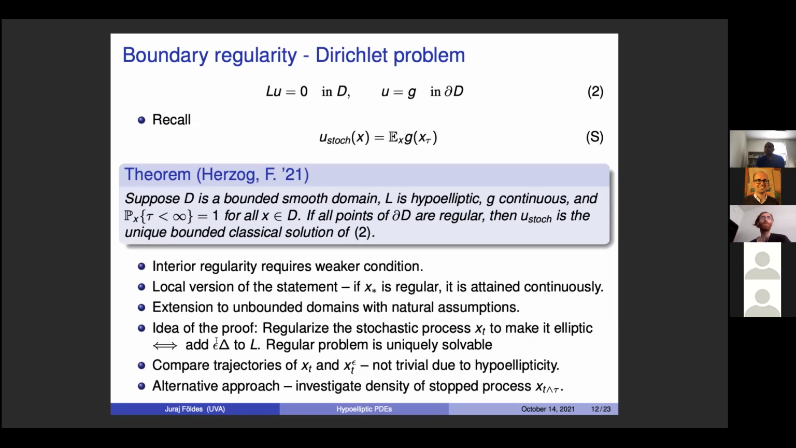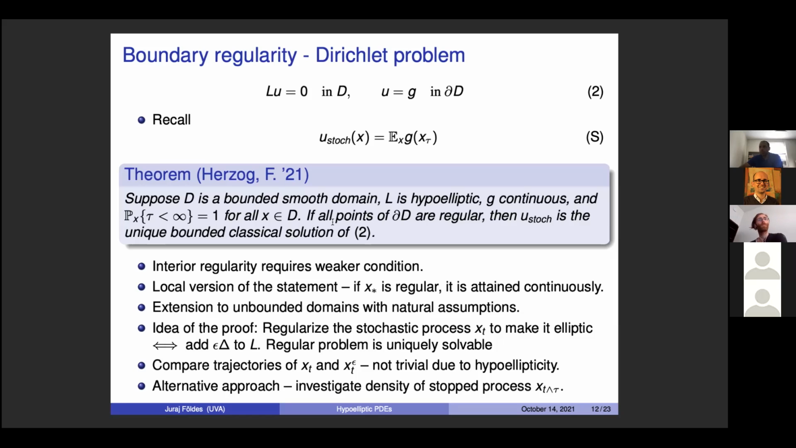All right, so let's go back to the boundary regularity and look at the results for the Dirichlet problem. Imagine again I have a Dirichlet hypoelliptic problem, L of U equal to 0, and I'd like U equal to G, continuously attained on the boundary. Recall that we have this stochastic representation, U is equal to the expectation of G of X_tau. And I have the standing assumption that I'm exiting the domain with probability 1 in finite time. That's the standing assumption.